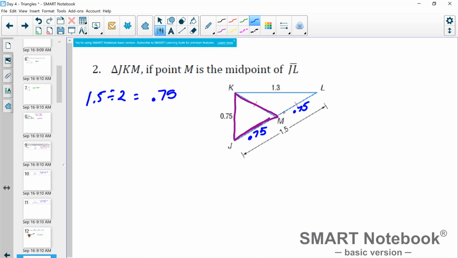Now notice here we have a little red slash through ML and a little red slash through KM. This tells me that those two sides are the same. So M to L being 0.75 also means that K to M is also going to be 0.75. So if I take a look at this triangle here, I have sides of 0.75, 0.75, and 0.75. All three are the same, so we have an equilateral triangle here.